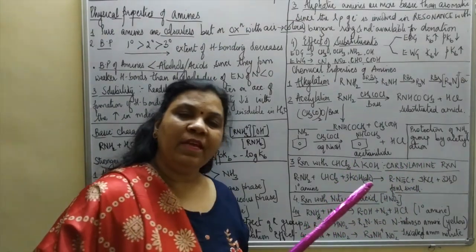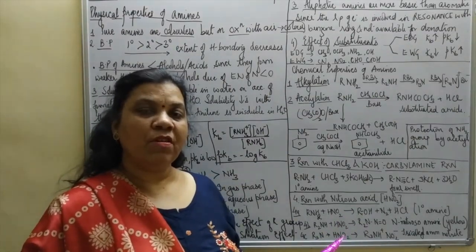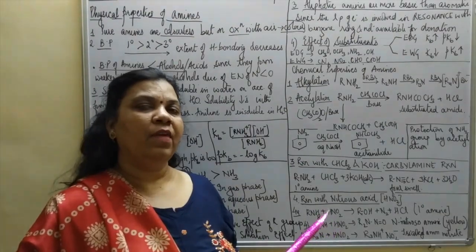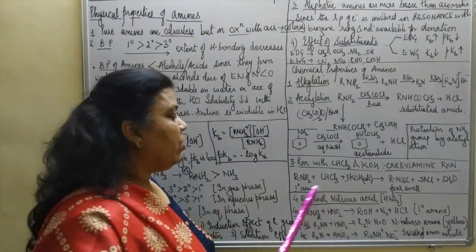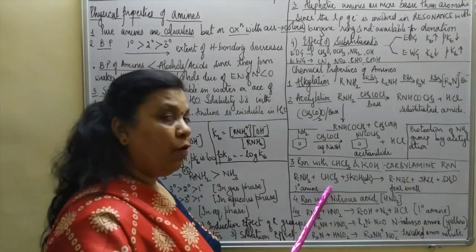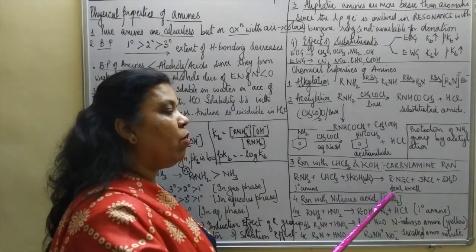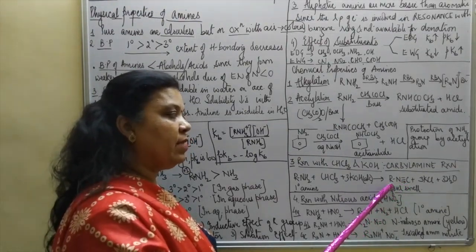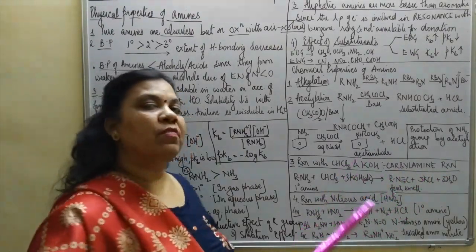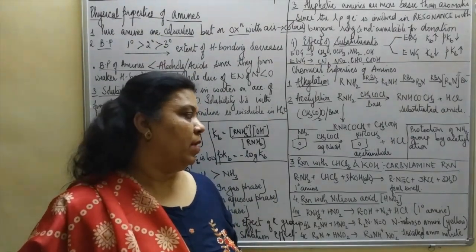It is the characteristic reaction of 1 degree amines and may be used as a test of distinction to distinguish between 1 degree versus 2 degree amines or 1 degree versus 3 degree amines. So when you treat any 1 degree amine, be it aliphatic or aromatic, with chloroform and alcoholic KOH, we get the foul smelling carbylamines or isocyanide along with KCl and water. And therefore this reaction is also called isocyanide reaction or carbylamine reaction.